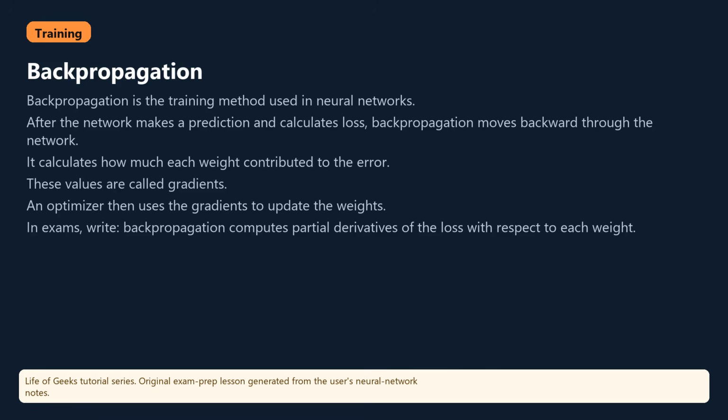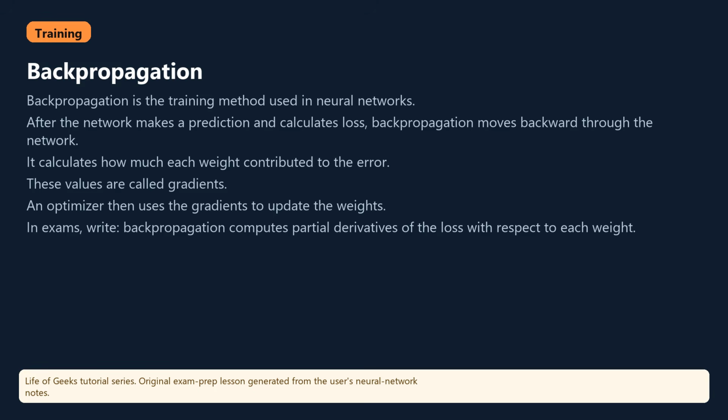Backpropagation is the method that makes neural network training possible. After forward propagation, the model has a prediction. The loss function compares the prediction with the true answer. Backpropagation then moves backward from the output layer toward earlier layers and calculates gradients. A gradient tells us how the loss changes when a weight changes. If changing a weight upward increases the loss, the optimizer should move it downward. If changing it upward decreases the loss, the optimizer can move it upward.